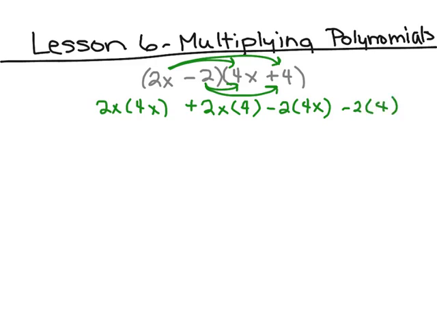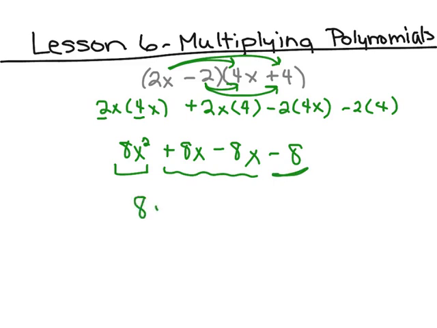So 2x times 4x, we multiply our coefficients to make 8 and multiply the x's to get x squared. 2 times 4 is plus 8x. Negative 2 times 4 is minus 8x. And minus 2 times 4 is negative 8. Now we're going to combine our like terms, and we're left with 8x squared. Positive 8 subtract 8 is 0. So these cancel each other out. And we're left with minus 8. So this is our final term.